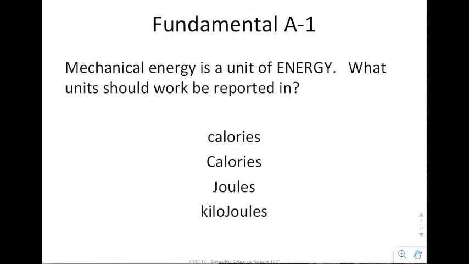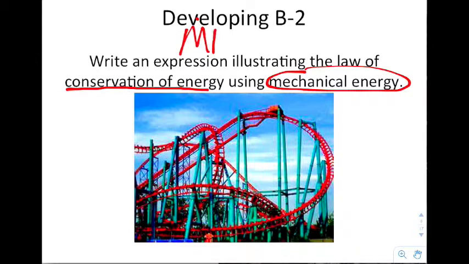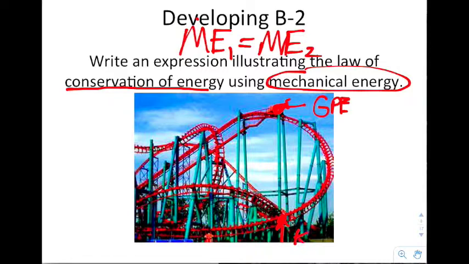So it says mechanical energy is a unit of energy. What should mechanical energy be measured in? And that would be the joule. So it says write an expression illustrating the conservation of energy using mechanical energy. So conservation of energy says that the total energy must be conserved, and mechanical energy is an expression for total energy. So because of that, we can say that mechanical energy 1 equals mechanical energy 2. So if a roller coaster has a certain amount of energy right here, it's going to have the same amount of energy right here. The difference is here it's mostly all gravitational potential energy, and here it's almost all kinetic.